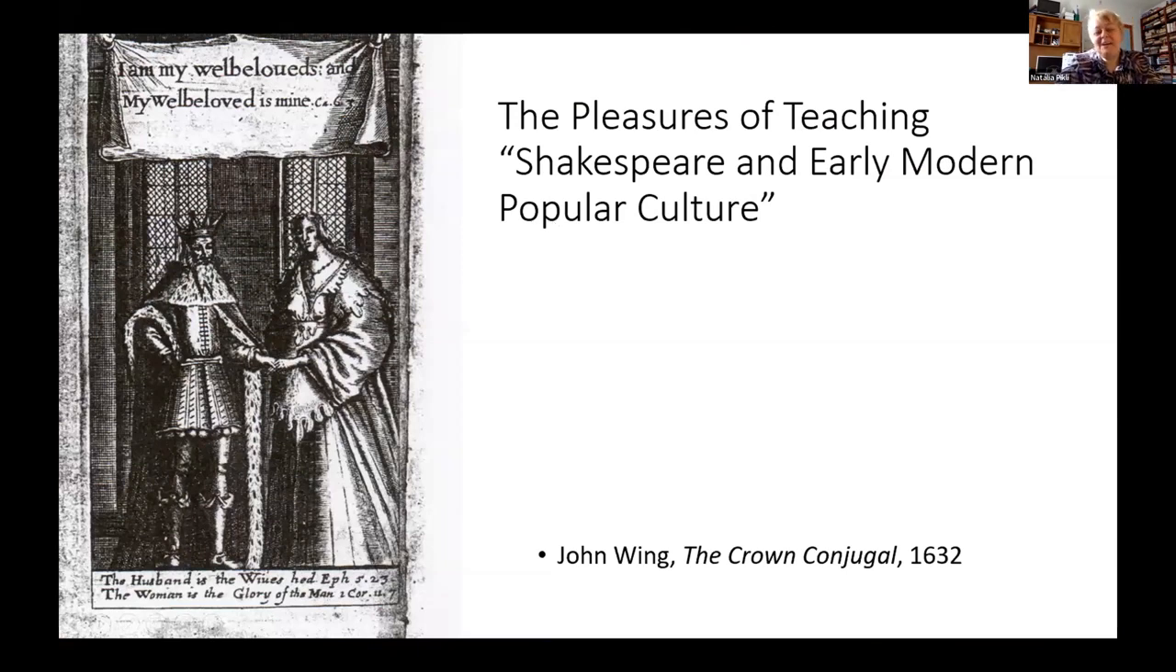Because the webinar is entitled The Pleasures of Teaching Shakespeare, I first would like to share my pleasures in teaching Shakespeare and early modern popular culture as a topic. It can be taught on several levels. So I teach BA, MA, and PhD courses, and I always show this picture that you can see to the left-hand side, which is taken from a printed book that appeared in 1632, and it's called The Crown Conjugal, that is the Crown of Marriage. It is a conduct book that describes how to be a good husband and how to be a good wife.